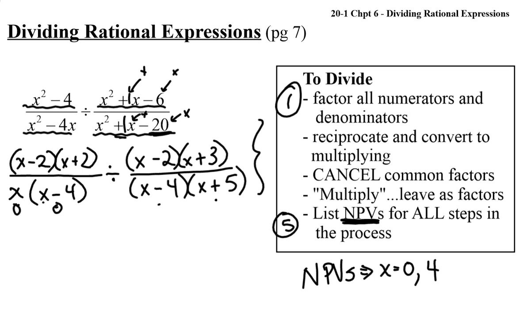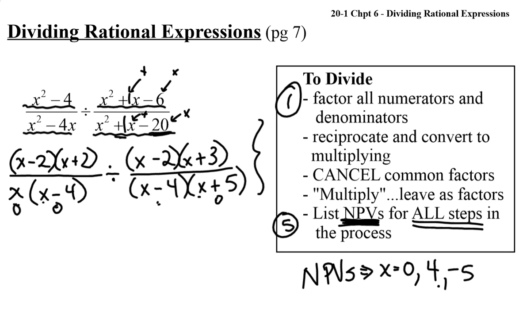So 4 is another NPV. Well, there's x minus 4 again, same thing, so I'm going to leave it. We already have that 4 in our NPV. And then if x plus 5 equals 0, that would be a bad thing, and that'll happen if x is negative 5. We need to list NPVs for all steps in the rational process, because anytime I get a denominator of 0, the question implodes, not just in a final answer.